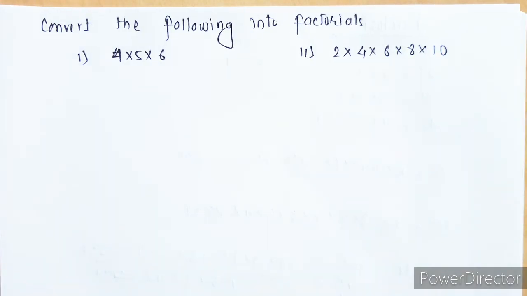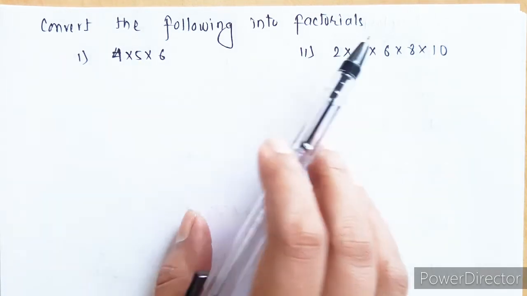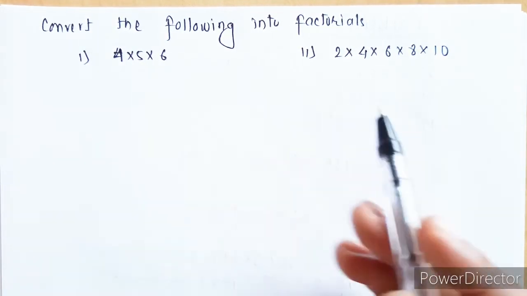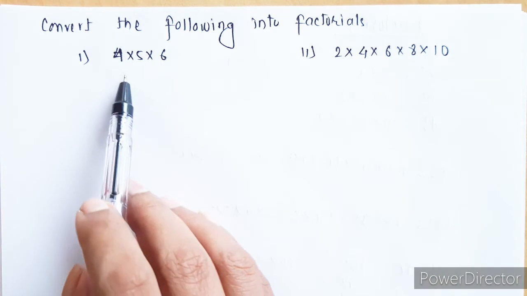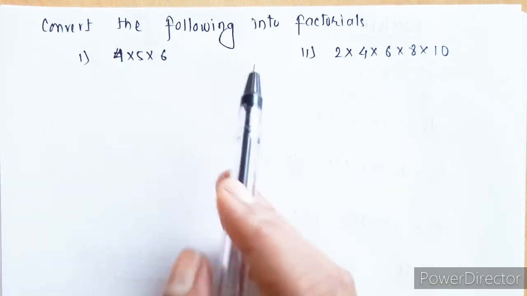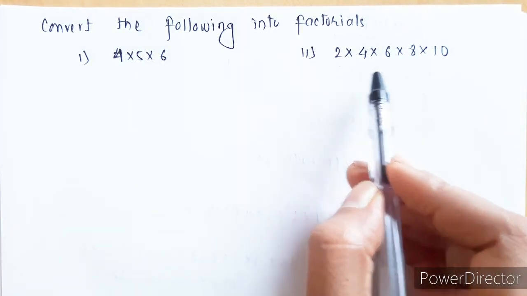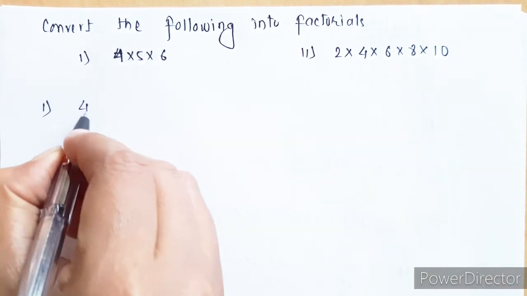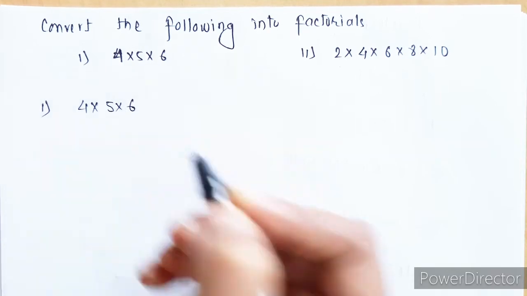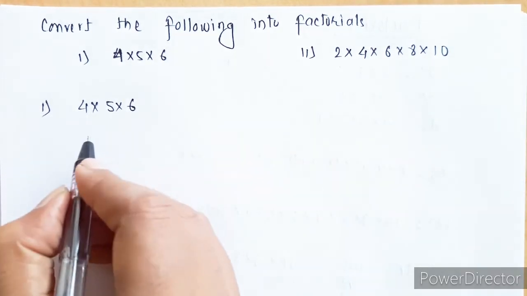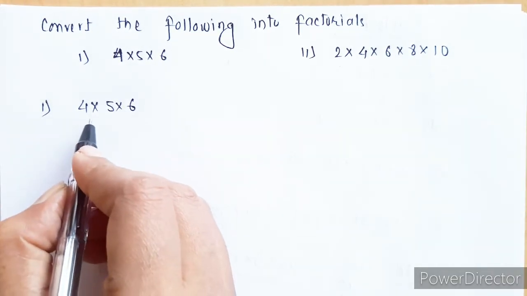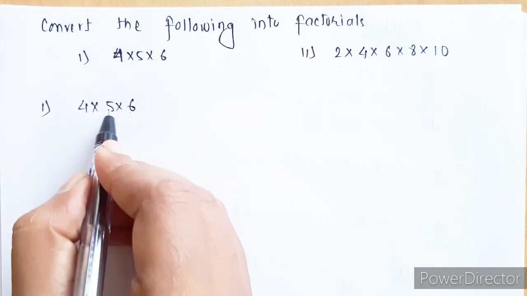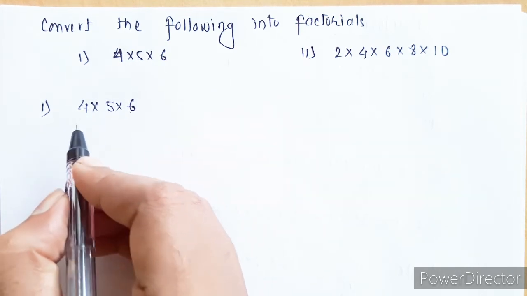Now next example, convert the following into factorial. So we have to convert this into factorial. What are the terms we have here? 4, 5 and 6, and here 2, 4, 6, 8 and 10. Let me start with the first one. We have 4 into 5 into 6. Now suppose I want to write this as 6 factorial. We have 6, 5 and 4, but what is missing is 1, 2 and 3.